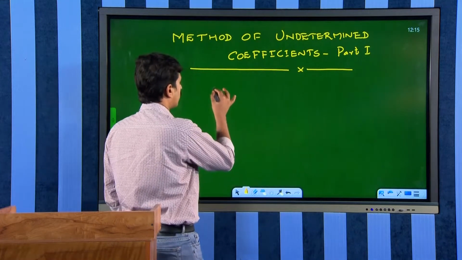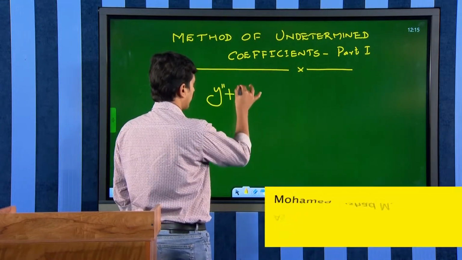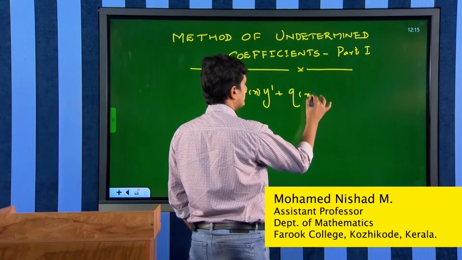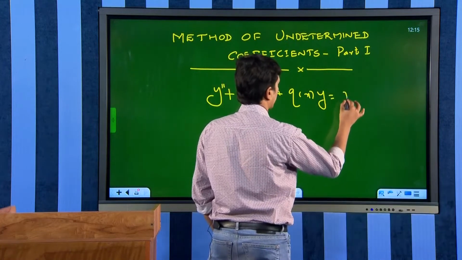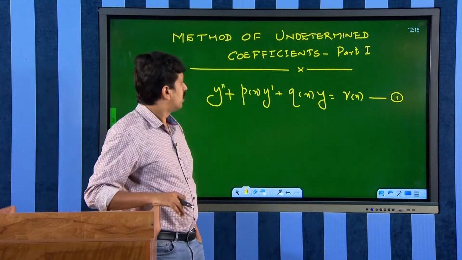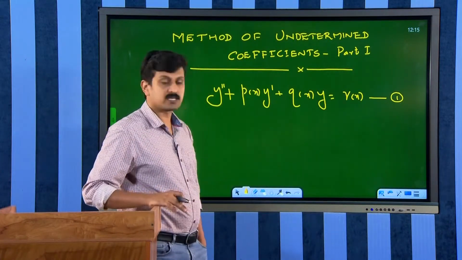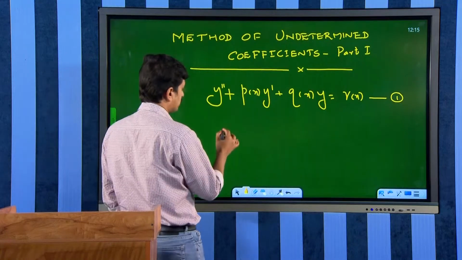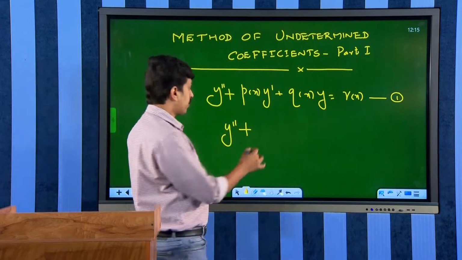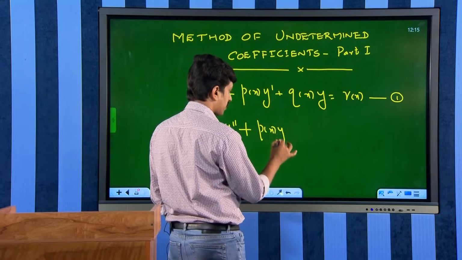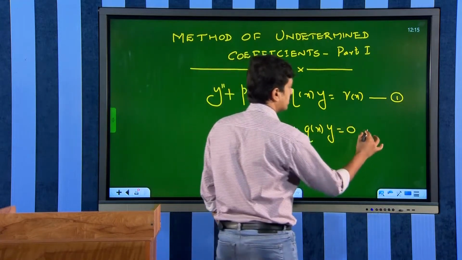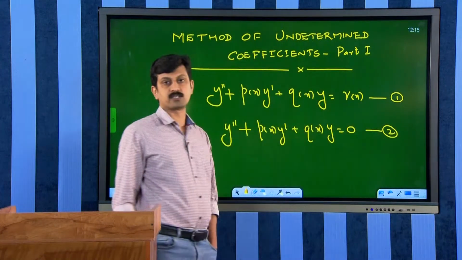We know that the non-homogeneous linear differential equation y double dash plus p of x y dash plus q of x y is equal to r of x is a non-homogeneous linear differential equation. There is a corresponding homogeneous part, y double dash plus p of x y dash plus q of x y is equal to 0, which is the homogeneous part of the differential equation.